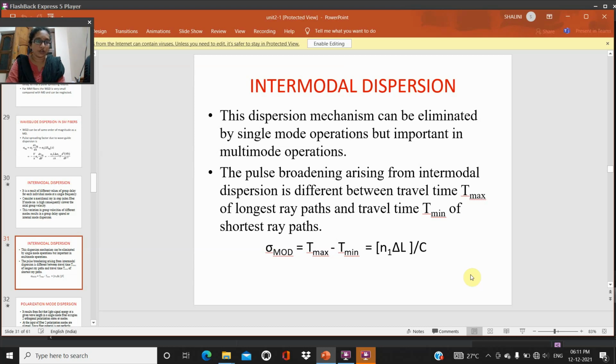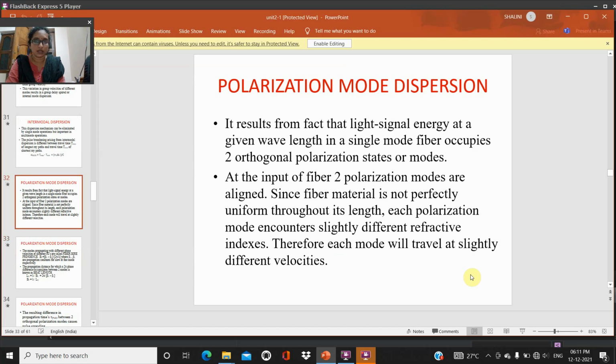Next, a very important topic, that is polarization mode dispersion. How may this polarization mode dispersion be analyzed? Mainly in two directions. In which direction can the mode propagate? Either in the vertical direction or in the horizontal direction.